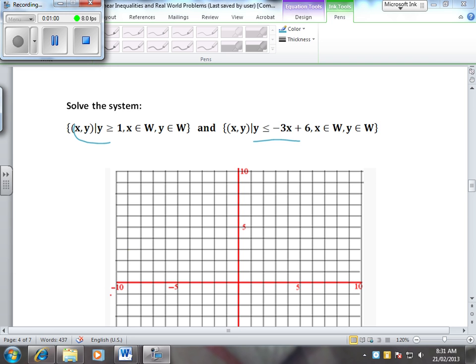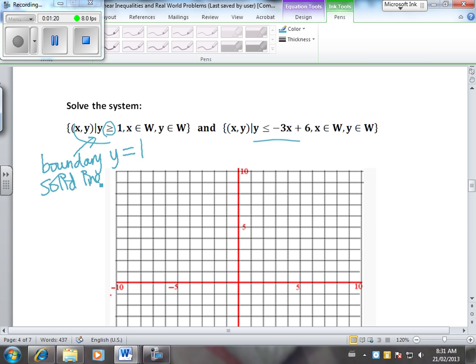For the first inequality, we know that our boundary is y equals 1. And we know what kind of line it is from the sign, so we know that this is a solid line. And we know that we want all whole numbers, so we will be only in which quadrant? If we want to be positive in the x and positive in the y, we'll only be in quadrant 1.